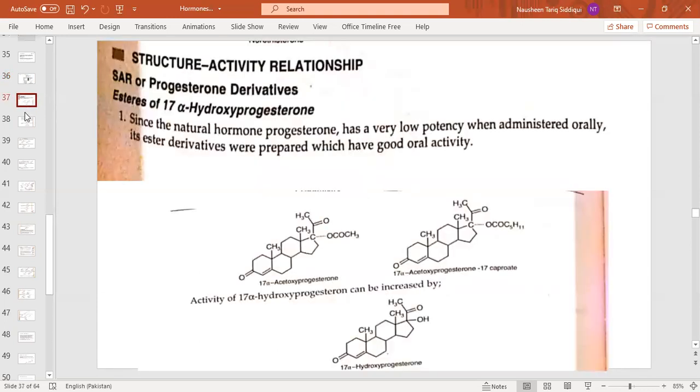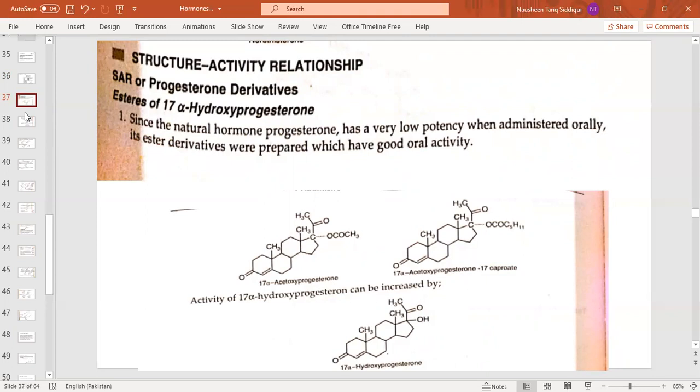Okay, we'll come straight to the structural activity relationship. We will first see the structural activity relationship of progesterone derivatives. इसके क्लिनिकल यूज भी हैं, तो मैं आपको लेटर डिस्क्राइब करूंगी द क्लिनिकल यूज. हम पहले कर रहे हैं टेस्टोस्टेरोन. Okay.